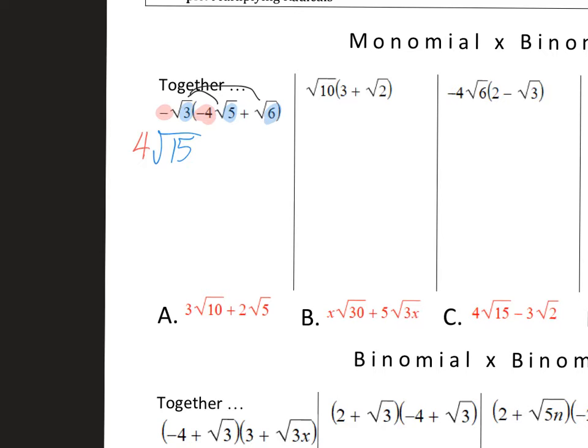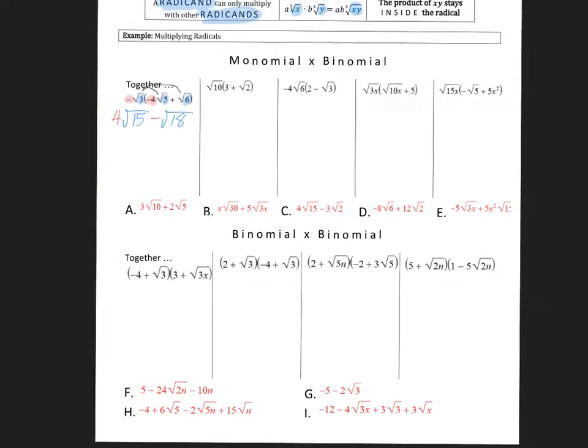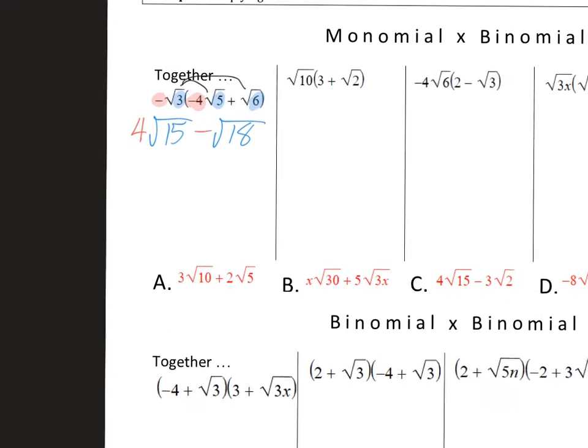Then it's going to be a minus, because +1 times -1 is a -1, radical 3 times 6 is 18. So we're going to take a look at this. Can we simplify this at all? I think we can.